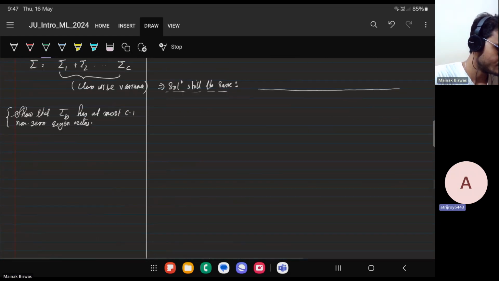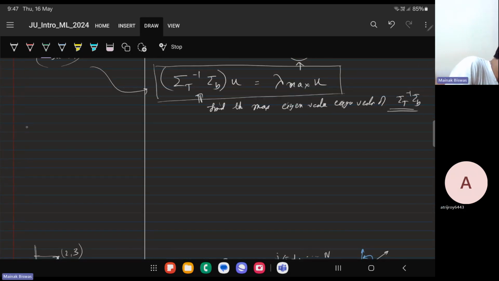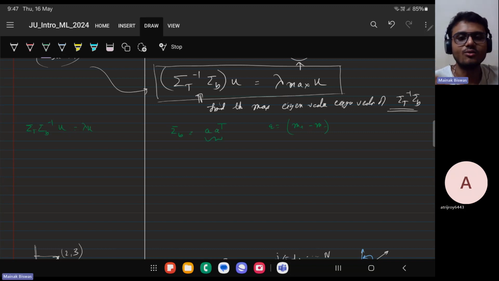We have to find out the eigenvector values there. No, it's not required. What is sigma t inverse sigma b u equal to lambda u, right? What is sigma b? This is A transpose A, right? Where A is equal to m plus minus m minus. Do you agree? Okay. Yes. So what are the eigenvalues of A transpose A? What is the rank of A transpose A? We have done this.